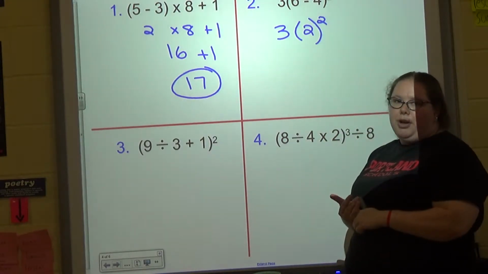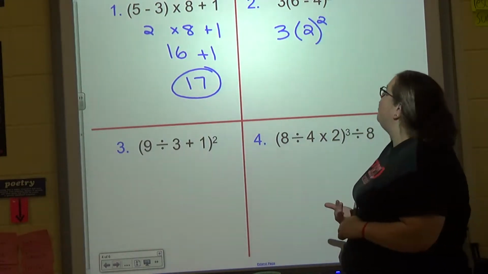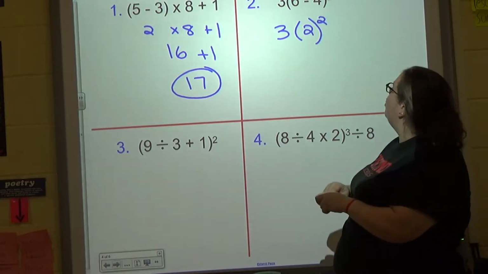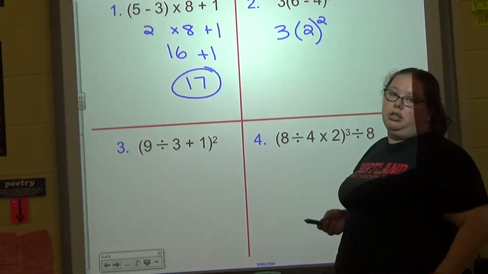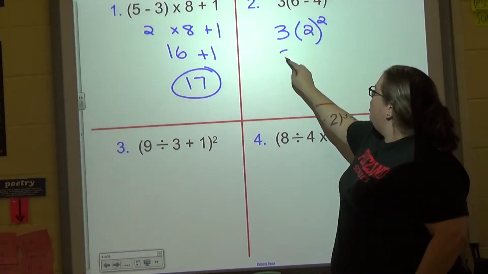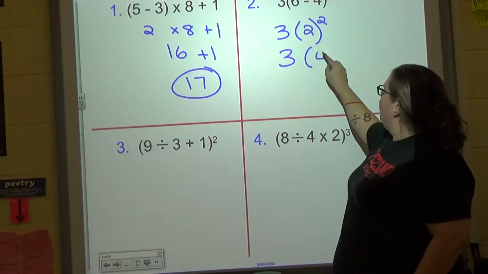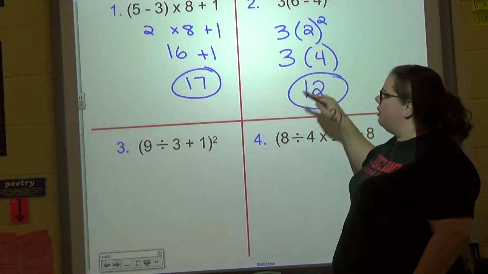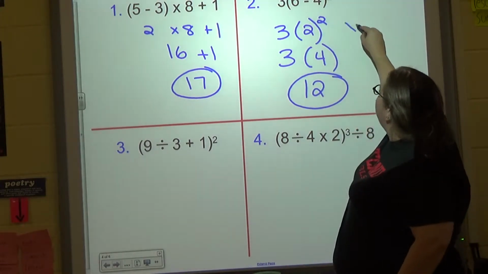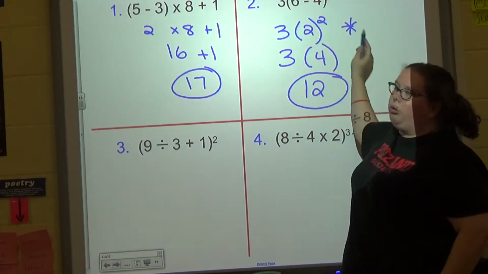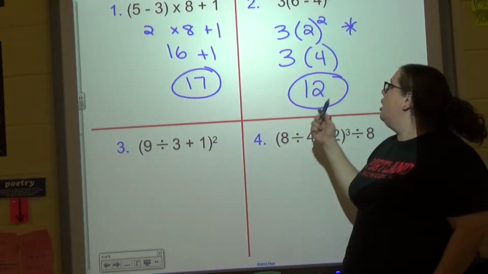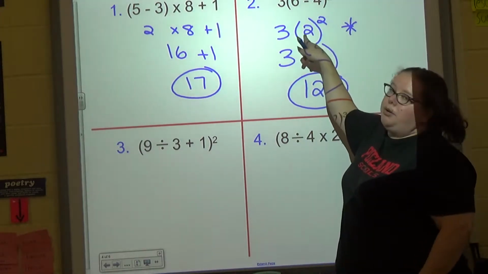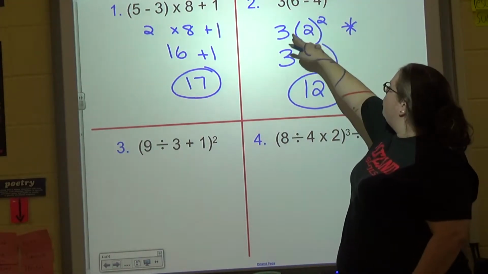So step 1 was parentheses, step 2 exponents. So now we have to do our exponents. So what is 2 squared? 2 squared is 4. So 3 times 4 is 12. And we're done. This is probably one of the most commonly done wrong problems that I have as a teacher. A lot of students will multiply those and then square it. So make sure square, then multiply.